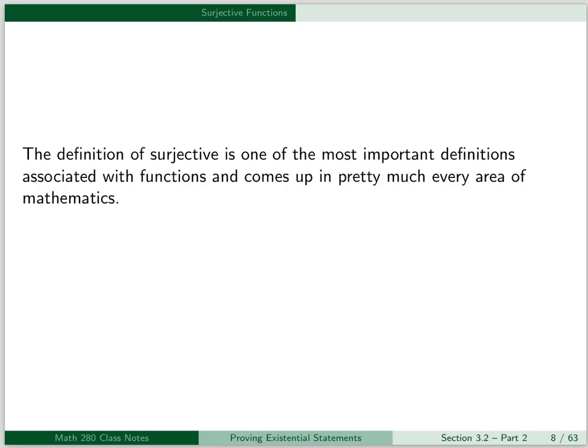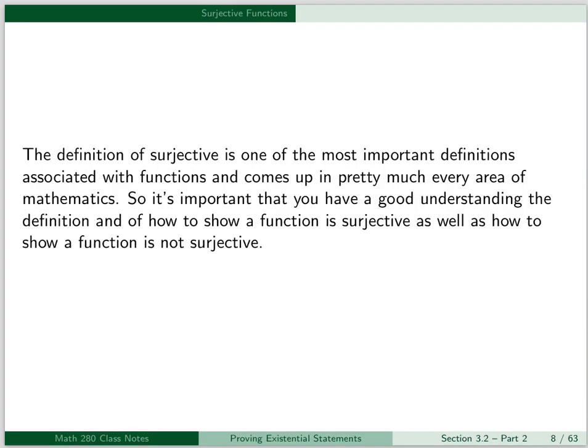The definition of surjective is one of the most important definitions associated with functions and comes up in pretty much every area of mathematics. So it's important that you have a good understanding of the definition and of how to show a function is surjective, as well as how to show that a function is not surjective.